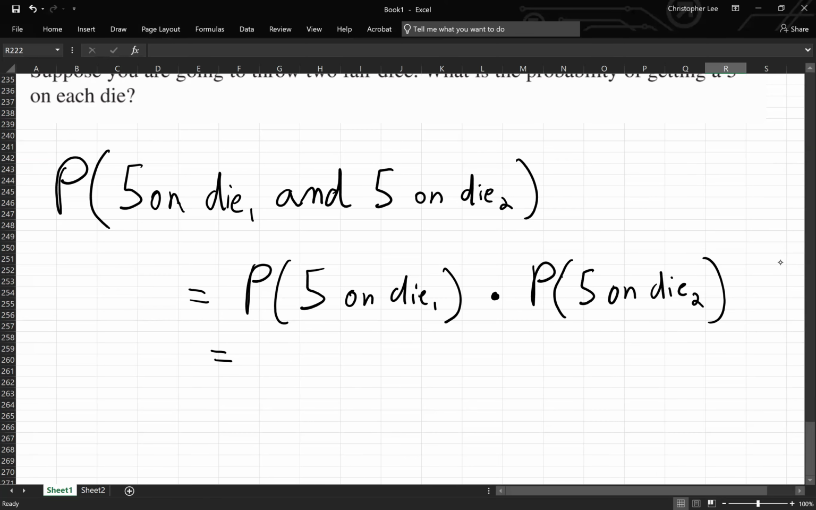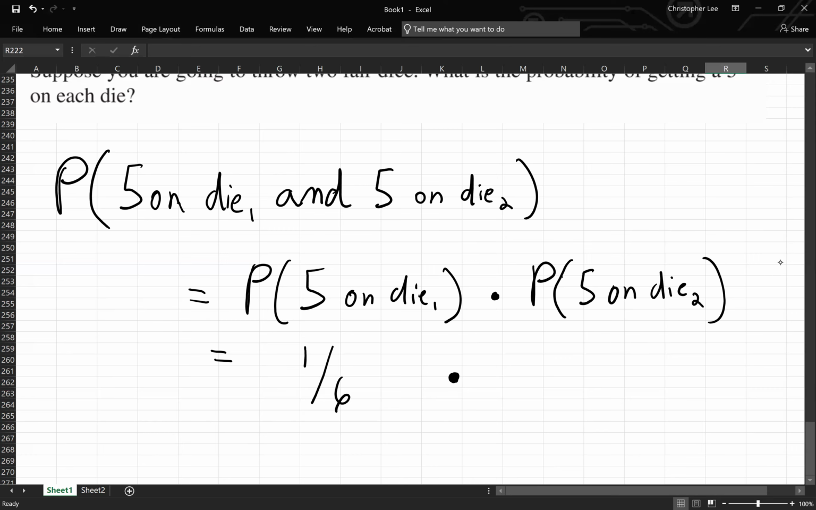Basically what I'm doing is I'm breaking it down. So what's the probability of getting a 5 on a die? Remember, probability can only be a fraction between 0 and 1. It cannot be a whole number. So the denominator is 6, because there are 6 sides, and I want one side to be a 5.